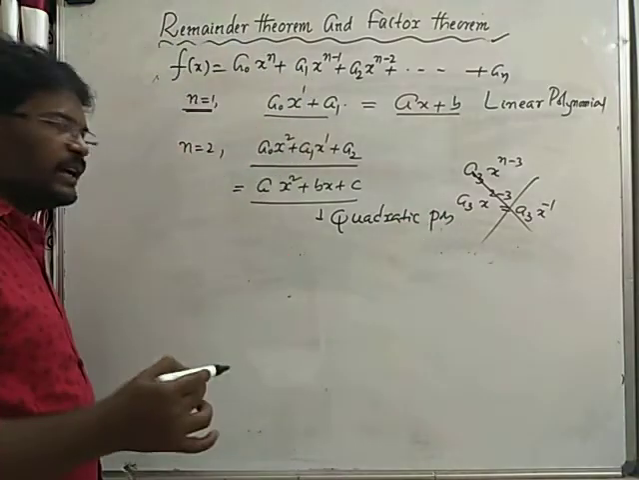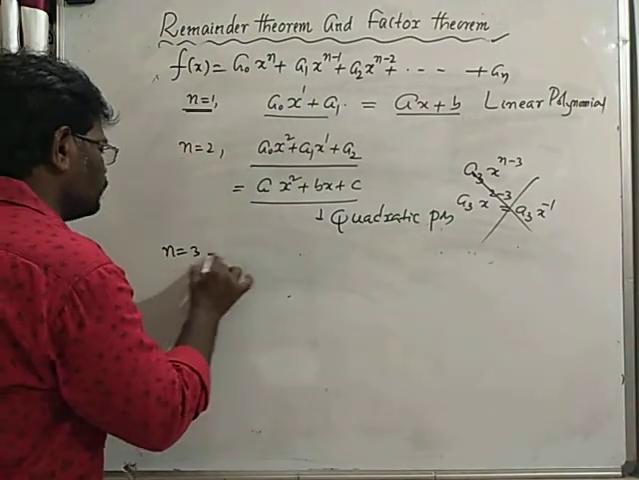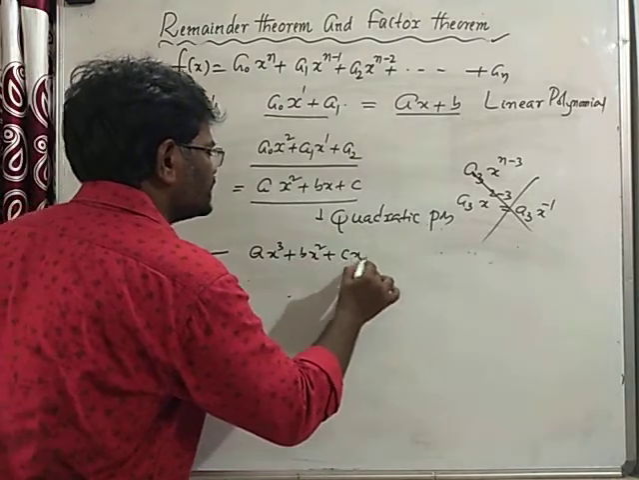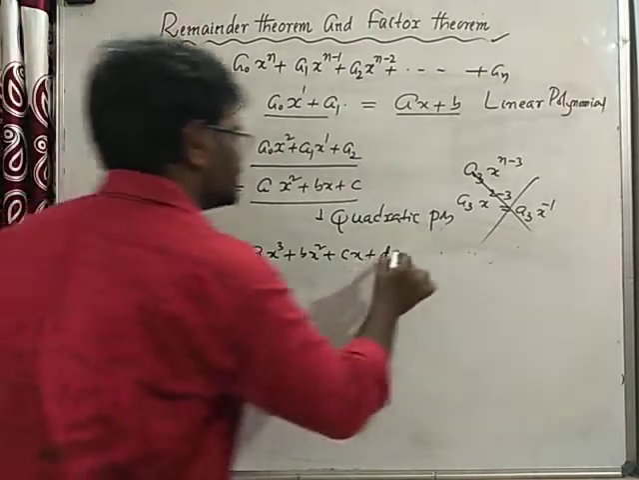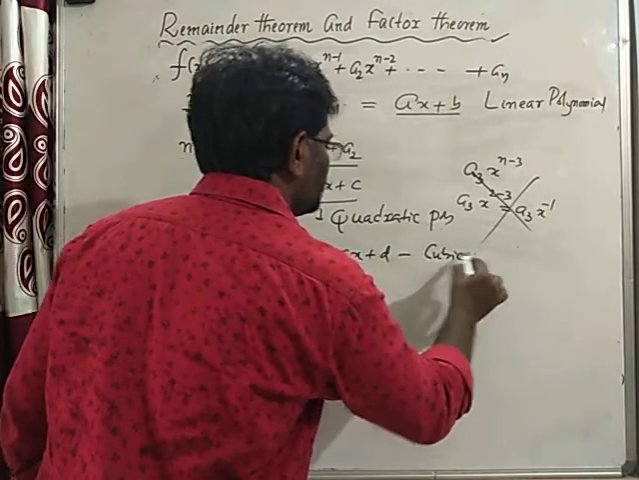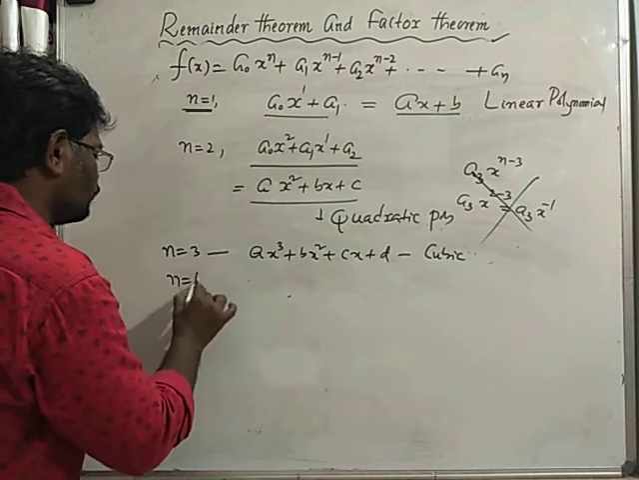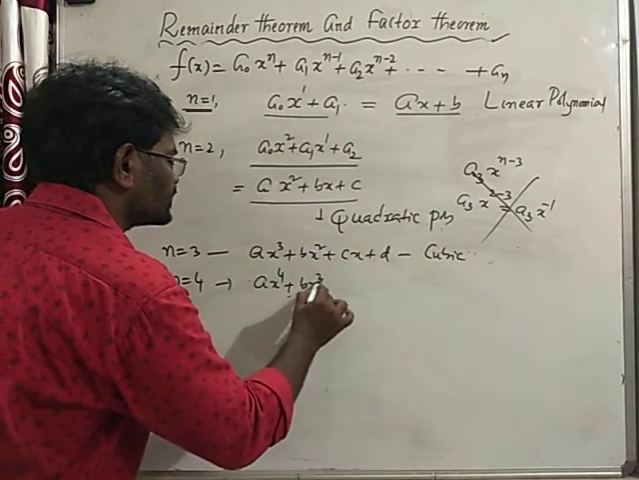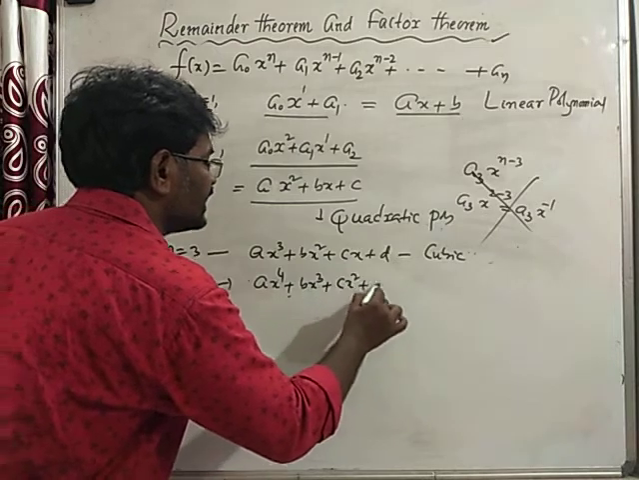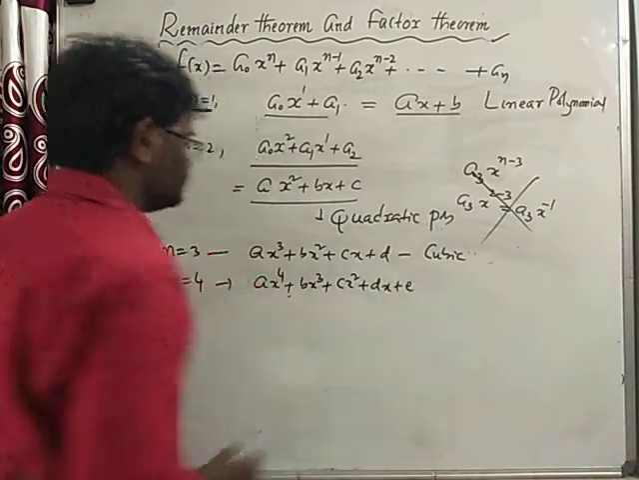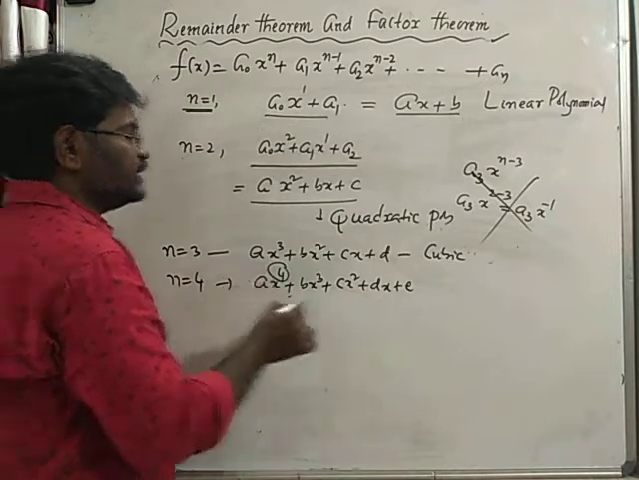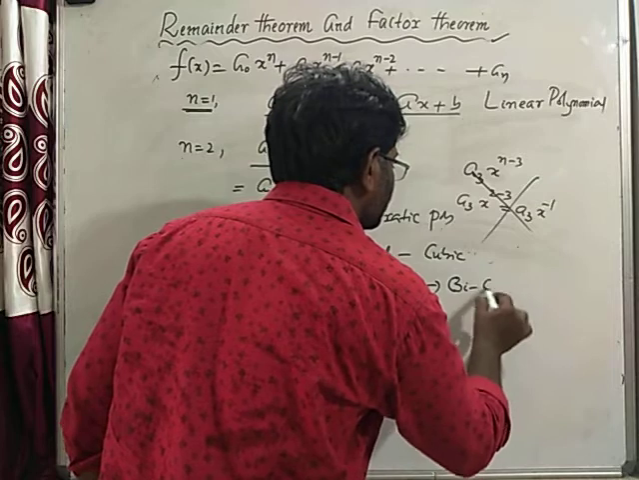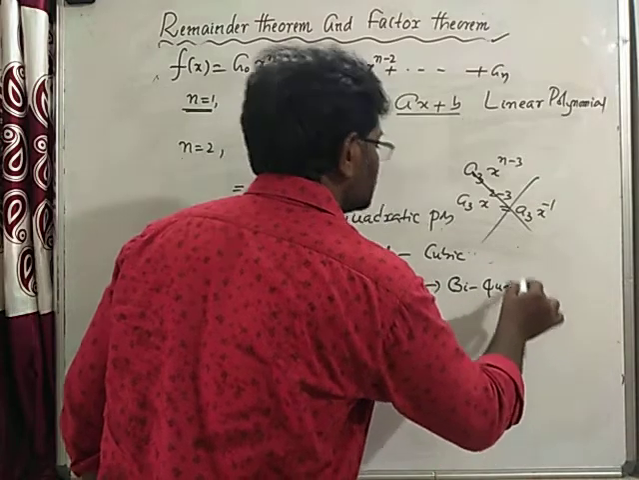In the same way, n is equal to 3, we obtain ax cube plus bx square plus cx plus d. This is called cubic polynomial. Suppose n is equal to 4, then it becomes ax power 4, bx cube, cx square, dx plus e. So fourth degree, this one is called biquadratic polynomials.